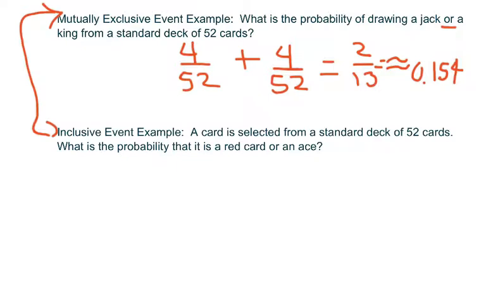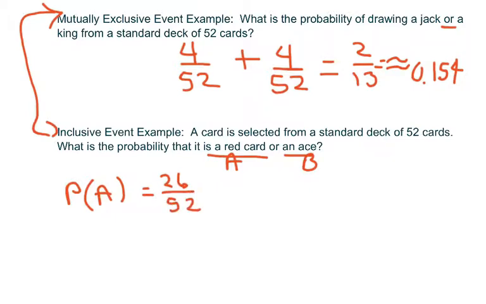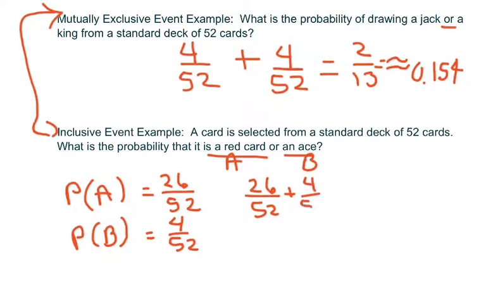Now, to show you the difference between these two, let's look at this one. What's the probability that it's a red card or an ace? The red card, we'll call this A and this B. The probability of A is 26 over 52. Now we know that's 1/2, but I like to keep it in this form and not reduce it. The probability of B, there are 4 aces, so that's 4 out of 52. So basically you would add these. The reason I like to keep the denominators the same is that when you add these, you can just get 30 over 52. You don't have to use the calculator.